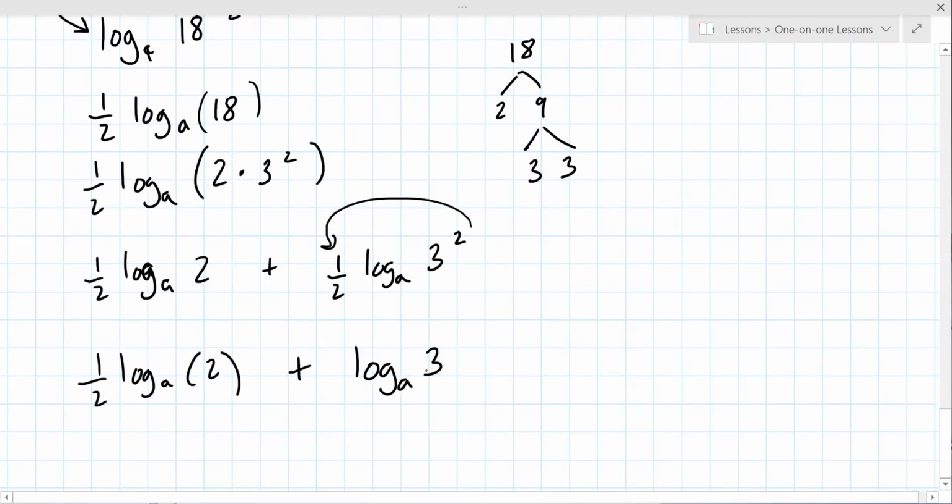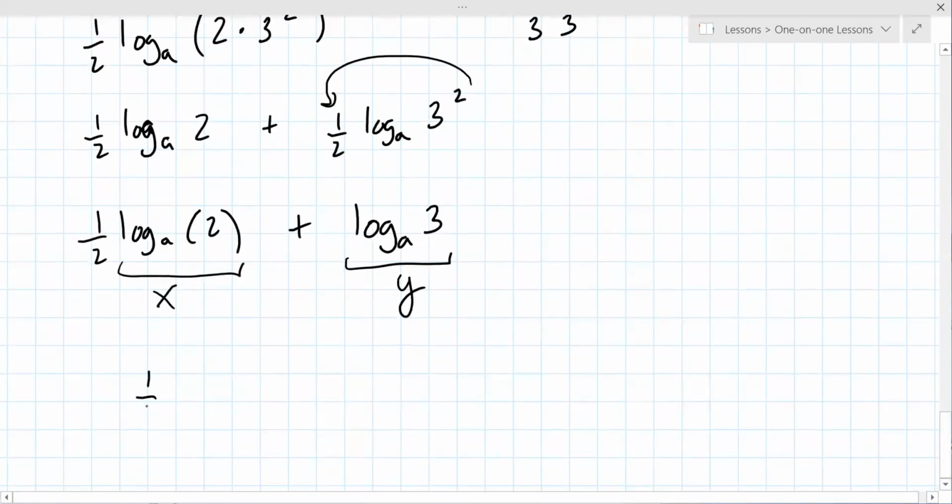And then they give you the values. They say that this is x, this is y, so you can write it as 1/2 x plus y. C is probably the one we should have done first because it would have been clearer what to do. But we'll go to B next.